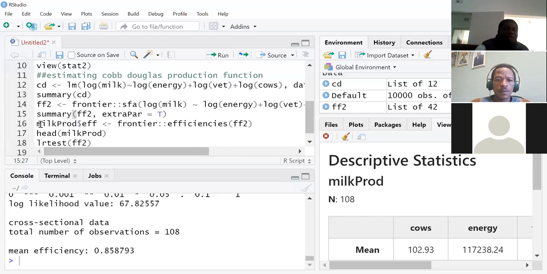So to calculate the efficiencies, I want the efficiency scores for each farmer to be in my milk prod data. That's why I say milk prod dollar. I call my efficiency EFF equals frontier efficiencies. This is the function efficiencies. Let me run this, and if I say head, which means I want the efficiencies for the first six farmers. So let me run it here.